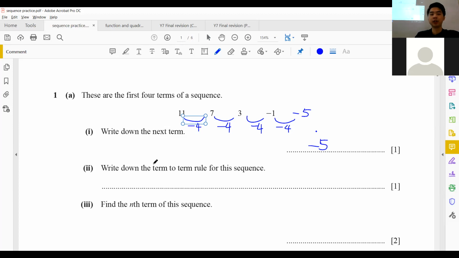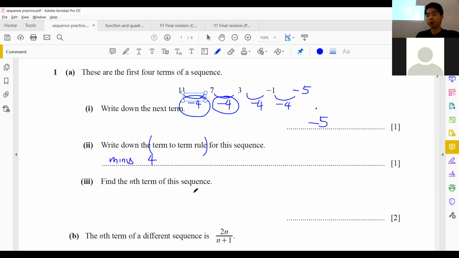If they ask you for the term-to-term rule, that is a bit different from asking you for the nth term. The term-to-term rule is just basically asking you this, so you can just write down -4. And if they ask you for the nth term, now you know the nth term is what we just showed, looking at the reference. For an arithmetic sequence, the nth term is an plus b, where a is the difference and b is term 0.